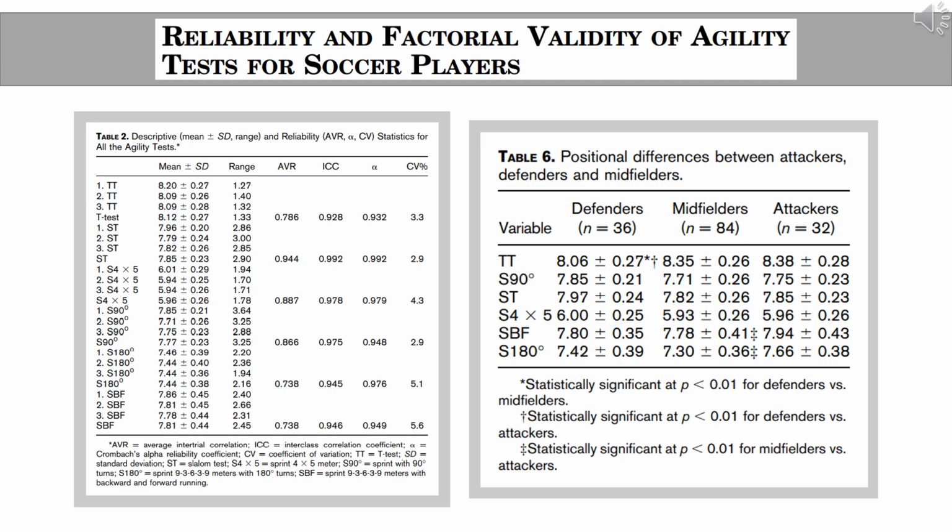I also think it stands to reason that defenders are the fastest over the T-test specifically, because actually the T-test involves quite a lot of lateral movement, and defenders are quite often having to perform more lateral based movements than forwards and attackers when they are man marking and when they are jockeying for different positions and tracking opponents.